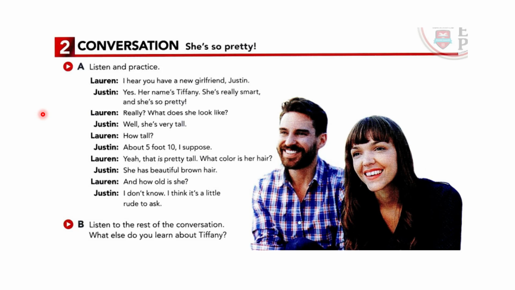I hear you have a new girlfriend, Justin. Yes, her name's Tiffany. She's really smart and she's so pretty. Really? What does she look like? Well, she's very tall. How tall? About 5'10", I suppose. Yeah, that is pretty tall. What color is her hair? She has a beautiful brown hair. And how old is she? I don't know. I think it's a little rude to ask. Yeah, he must be crazy.